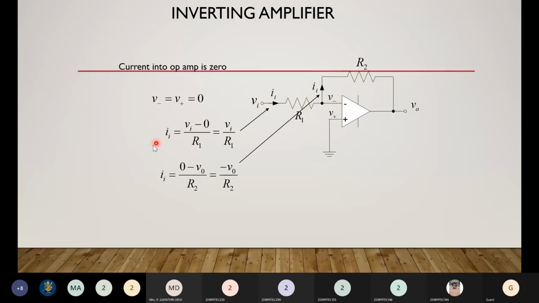So I1 is written as Vi by R1, and I1 is also written as minus V0 by R2. Both are I1, so we equate these two and rearrange. From that we can say that V0 by Vi, the gain, is equal to minus R2 by R1. So the gain of an inverting amplifier is minus R2 by R1.